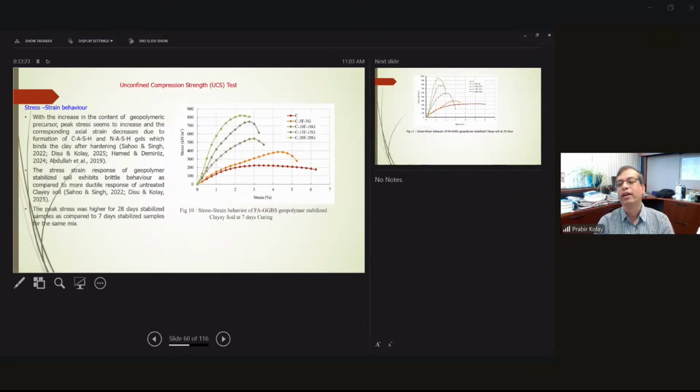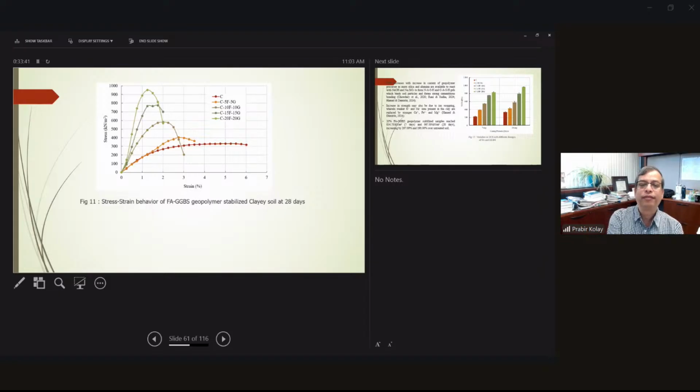And then this is the stress-strain behavior. Here you can see the clay is at the bottom without anything, and the clay with 20% fly ash and 20% GGBS is the highest one. This is the 28-day strength stress-strain behavior of geopolymer stabilized clay soil. You see behavior like a standard modified Proctor test, with more stiffness, and the modulus of elasticity also increases. And this is the one with 20% fly ash and 20% GGBS for 28 days.